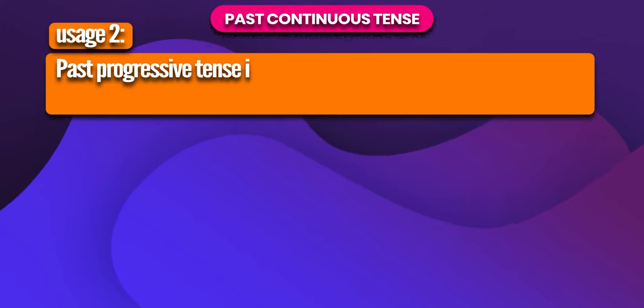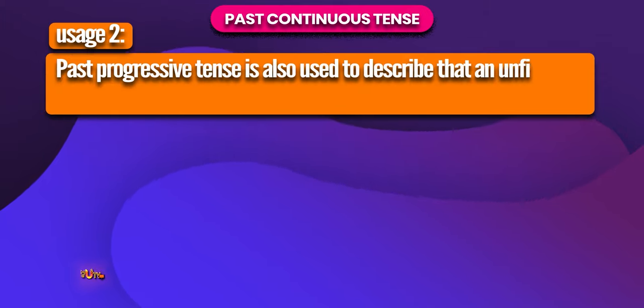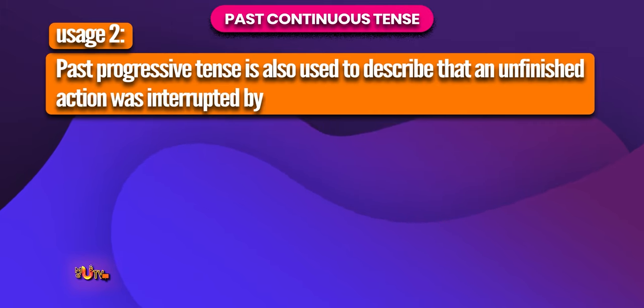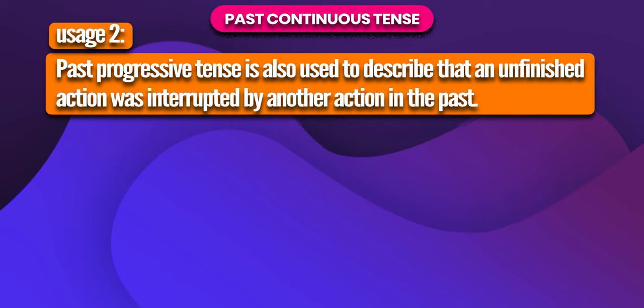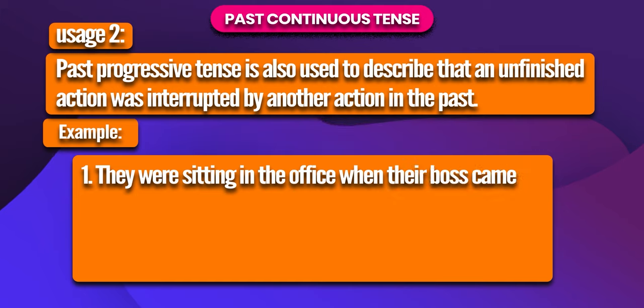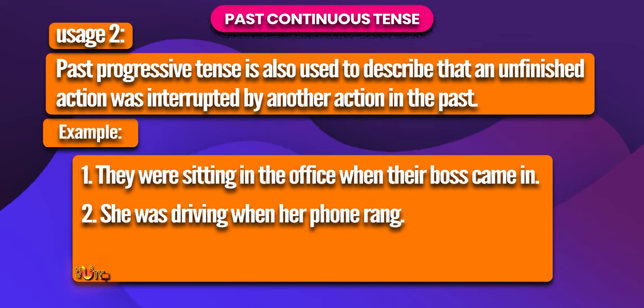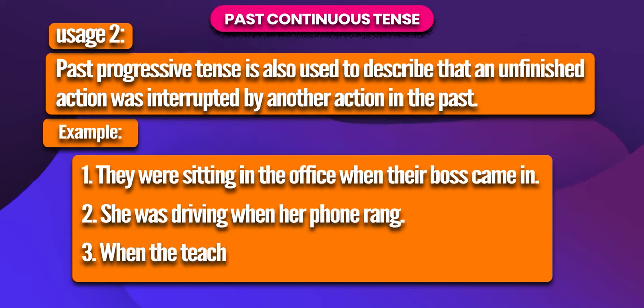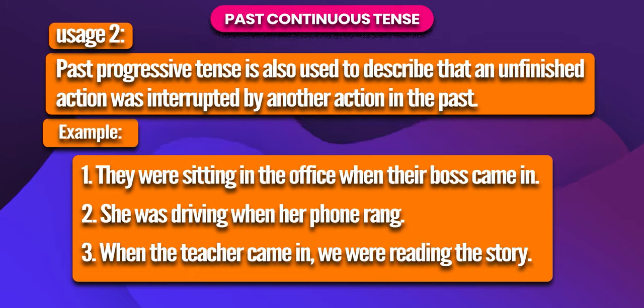Past progressive tense is also used to describe that an unfinished action was interrupted by another action in the past. For example, they were sitting in the office when their boss came in. She was driving when her phone rang. When the teacher came in, we were reading the story. It's quite obvious that sitting, driving, and reading are the actions which were in progress and suddenly got interrupted by another action in the past.